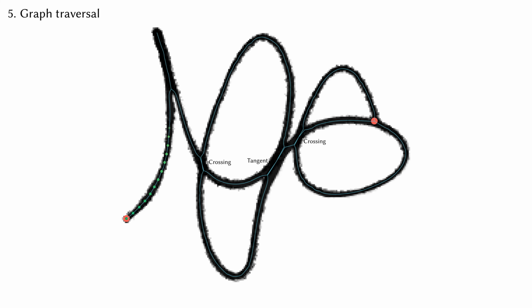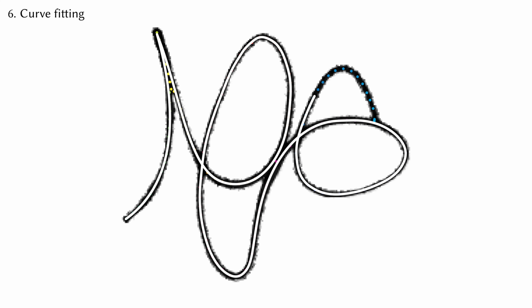Using this information, we traverse the medial axis graph starting from one of the endpoints. Note that at degree 3 nodes, we use tangent continuity to find the direction in which to proceed. Finally, once the nodes are correctly ordered, we fit a parametric curve to the graph, which can be easily converted to a series of Bezier curves.